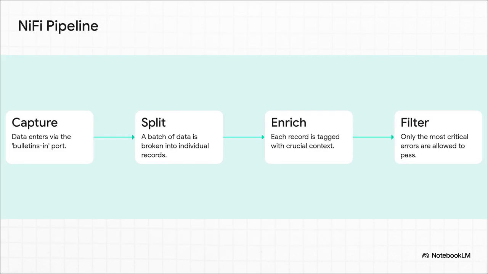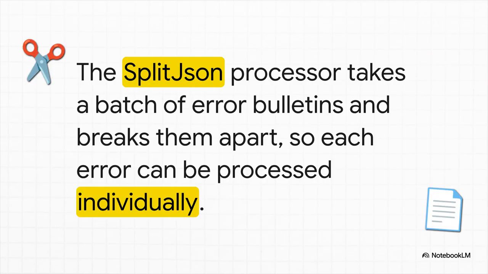So let's break down what's really happening inside this NiFi flow. A raw error data goes through 4 really important steps. First, it's captured, then it's split up into manageable pieces, then it gets enriched with some vital context, and finally, it's filtered so we're only looking at the really critical stuff. It all kicks off when a big bundle of errors arrives, kind of like a stack of mail held together with a rubber band. The split JSON processor is the tool that just snips that band. It takes that whole batch and breaks it down into individual letters, or in our case, individual error messages, so we can look at each one by one.